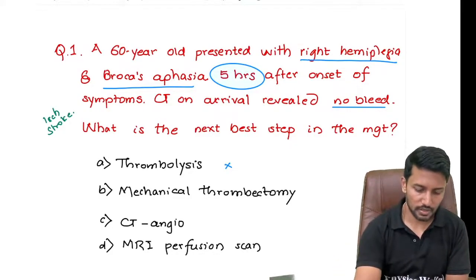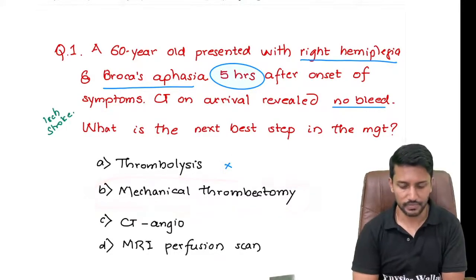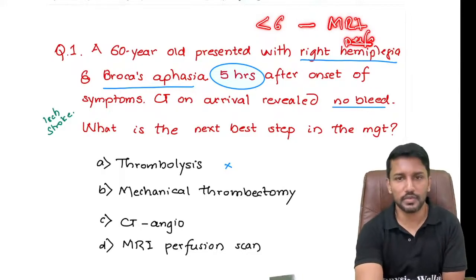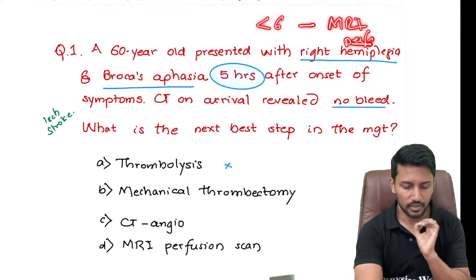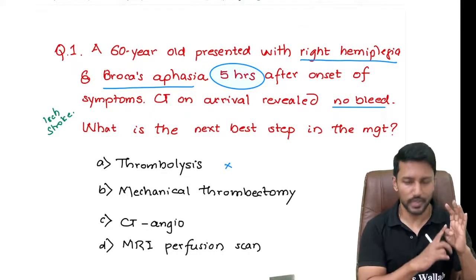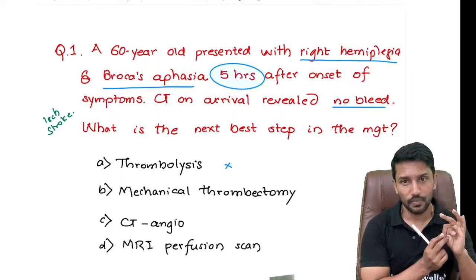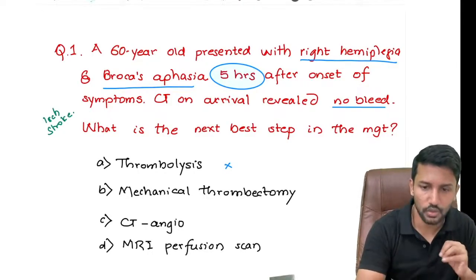So now this patient, we cannot do thrombolysis. Mechanical thrombectomy I have to decide. Within 6 hours, definitely I don't need a MRI perfusion scan. That is not required. MRI perfusion scan is only required if patient presents 6 to 24 hours later. But have I met all the indications for mechanical thrombectomy? Within 6 hours, large vessel occlusion, right? Now, how do I get to know whether there is large vessel occlusion or not?